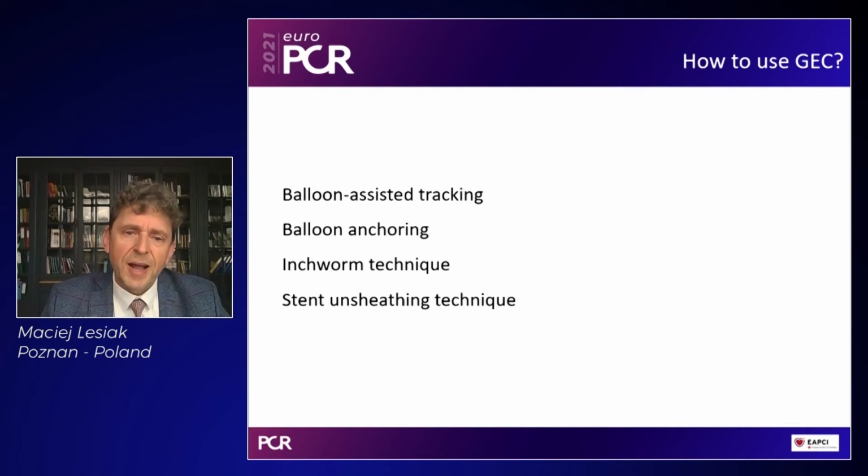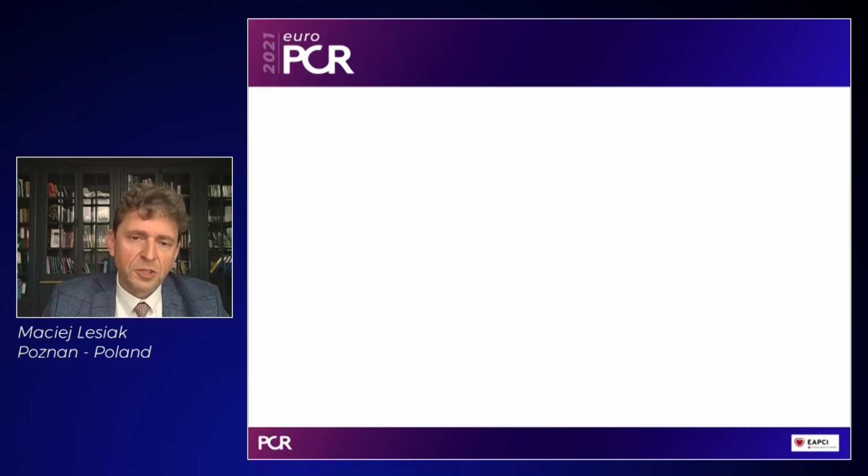So there are a couple of tips and tricks on how to use this guide extension catheter, like balloon assisted tracking, balloon anchoring, an inchworm technique, or the stent and sheathing technique, which you do once you get your stent to the target lesion.